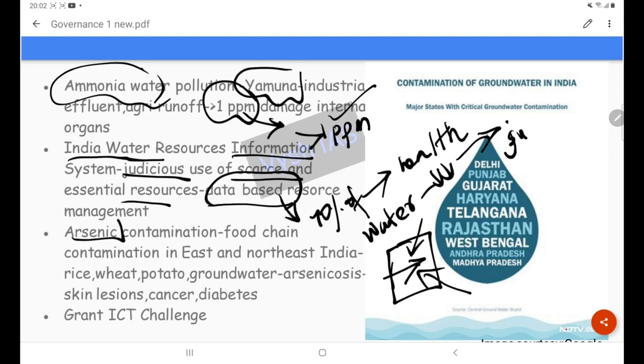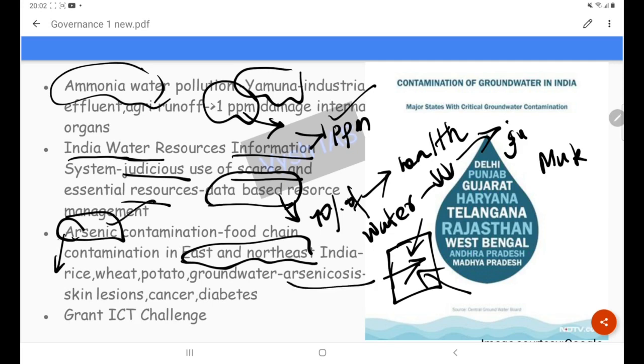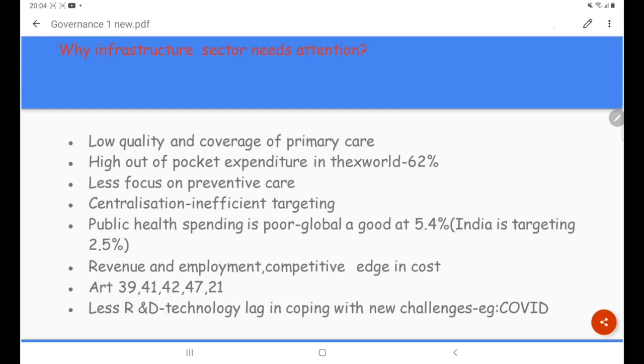Then the next problem is arsenic contamination in the food chain. This is more prevalent in East and Northeast India. I have told this earlier, no? Muktoshri is the variety of rice developed for combating arsenic contamination. Arsenic contaminated water causes skin lesions, cancer, diabetes, etc. Then this Grand ICT Challenge is also dealing with pollution.